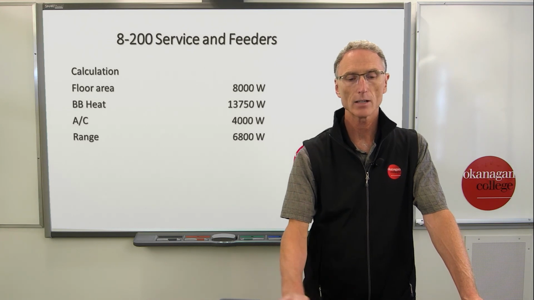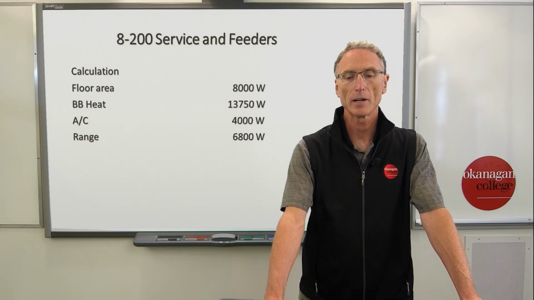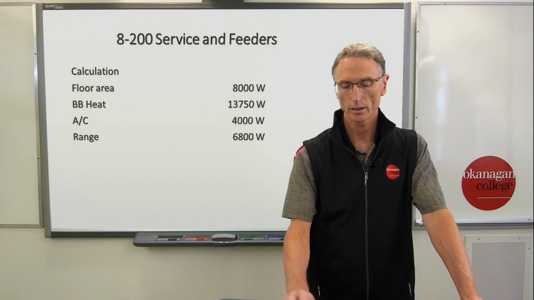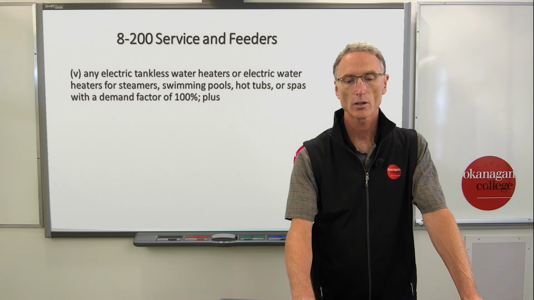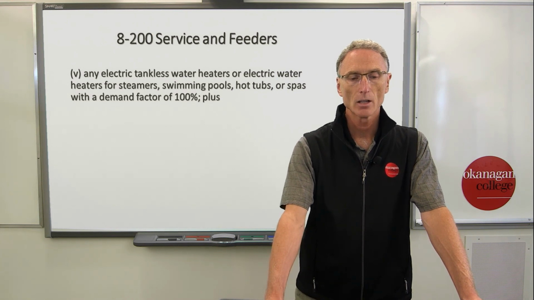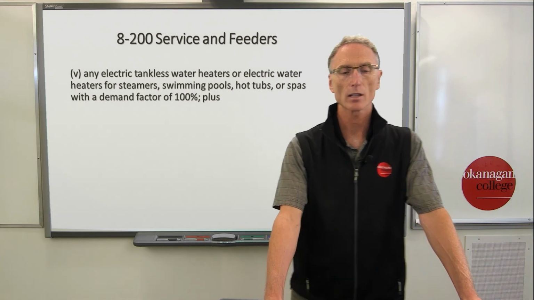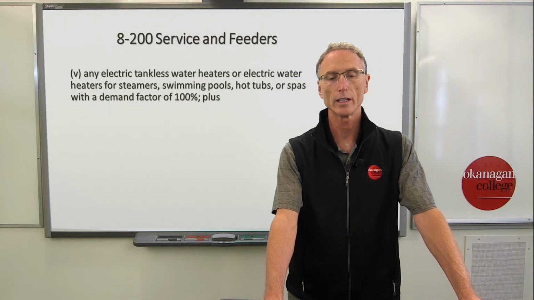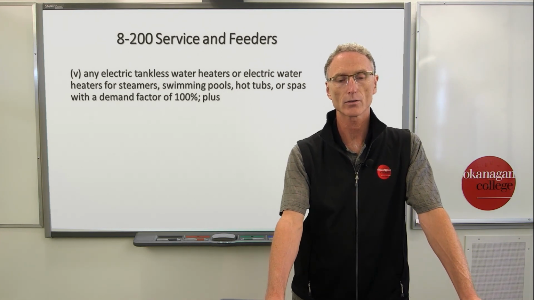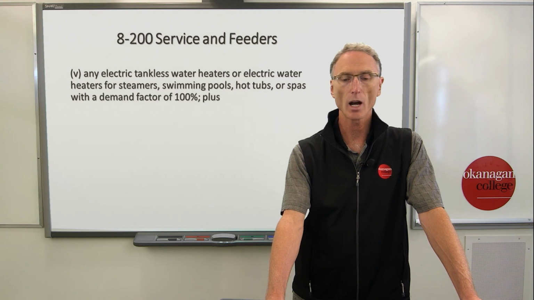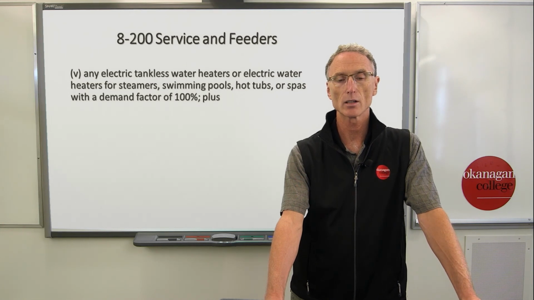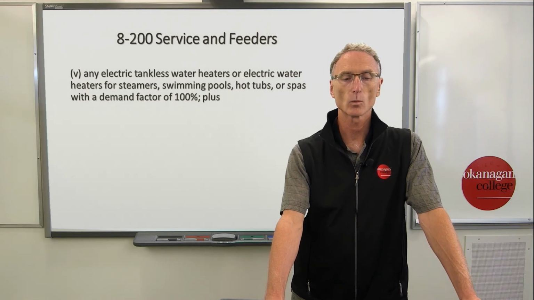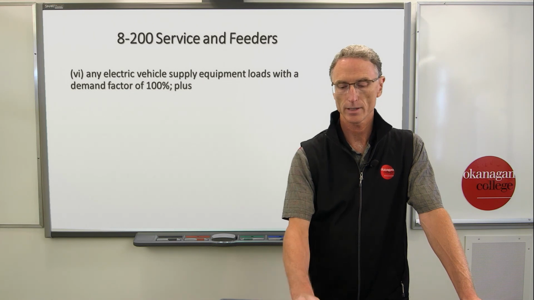Back to our calculation page, we add that range into our previous calculations. So you can see how we're just building one load upon another to find out our total ampacity. So we go to sub-rule 5 now, and it talks about any electric tankless water heaters or electric water heaters for steamers, swimming pools, hot tubs, spas with a demand factor of 100%. Now we don't have any of those loads in here, so we can just overlook this one for now. So let's move on.